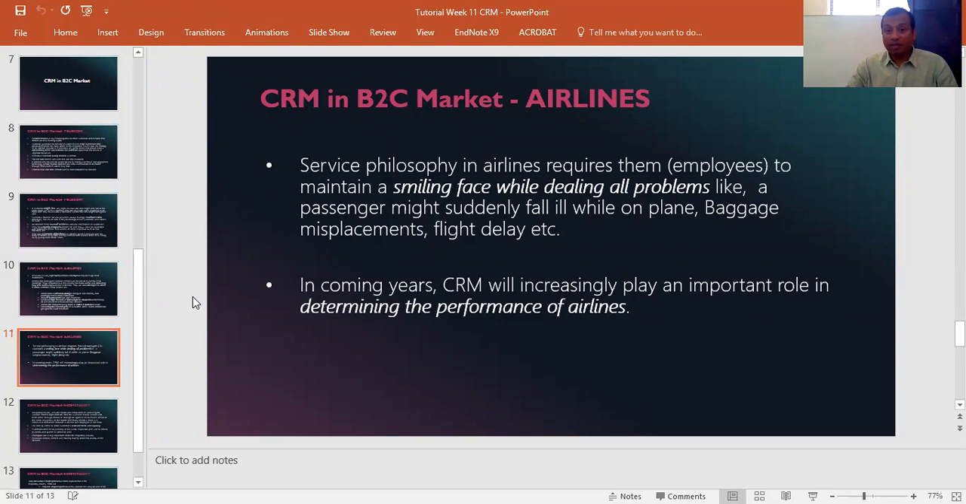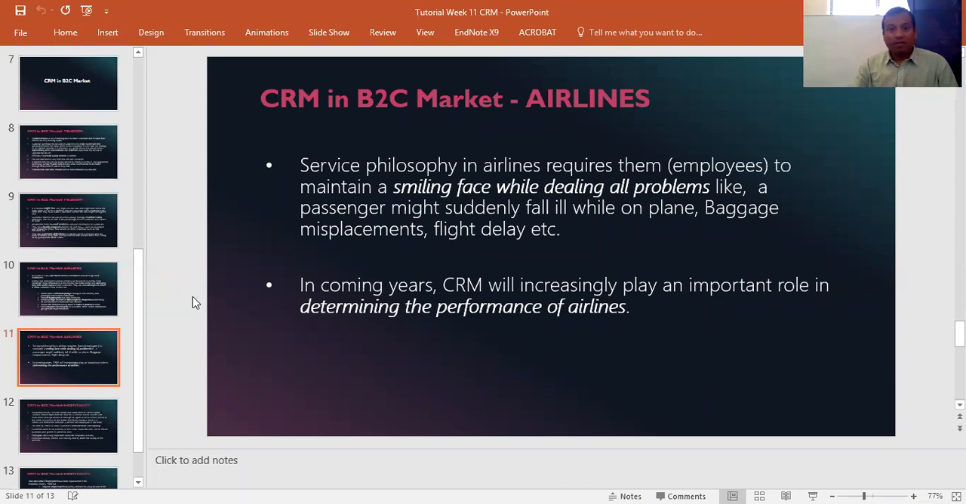In coming years, CRM will increasingly play an important role in determining the performance of airlines. That's why we had a discussion on Singapore Airlines. Singapore Airlines is known as the best airline in the world, and it's a kind of wow for the customer. They feel that it's a wow service, more than what they expect, when selecting Singapore Airlines.